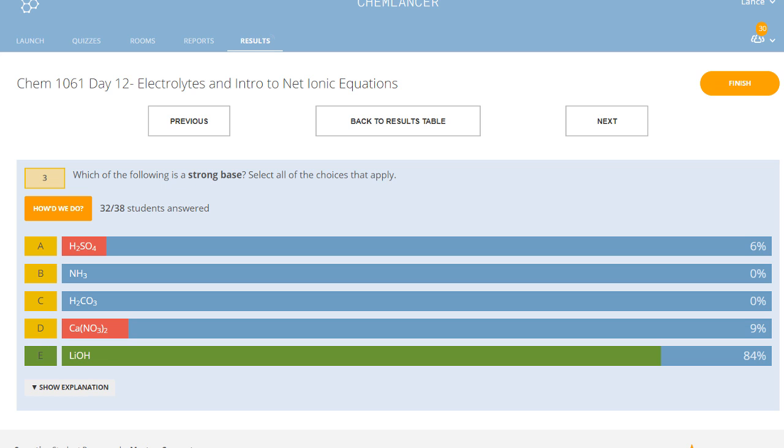Get on your list to memorize. We did a little better on this one. Hydroxides make this one here a strong base. It has to be a group 1A or group 2A hydroxide.